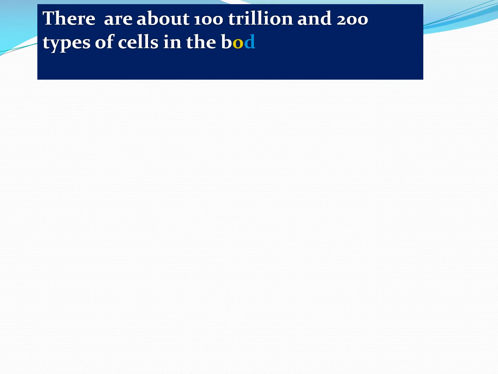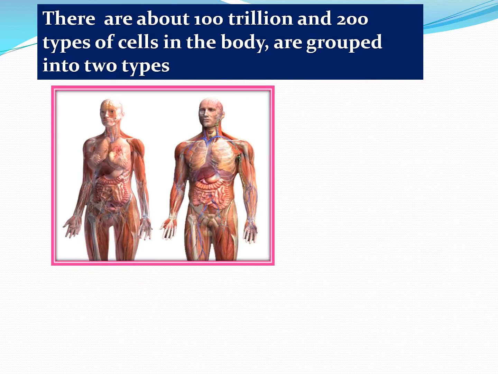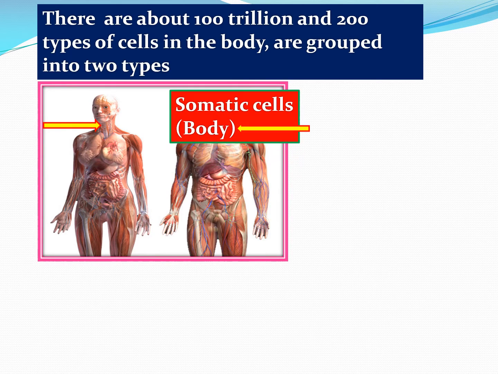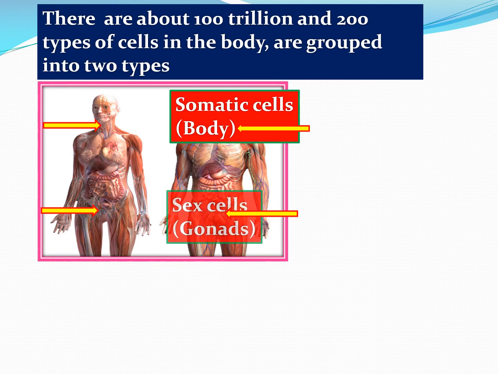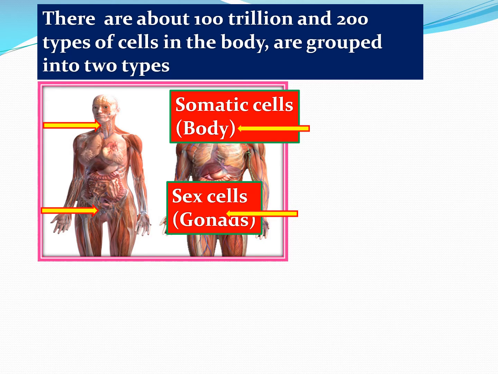There are about 100 trillion cells and 200 types of cells in the body, and these are grouped into 2 types. So one such is somatic cells, which are called the body cells. The other one is reproductive cells or the sex cells which are associated with the gonads. That is, the male gonad is the testis and the female gonad is the ovary. These are involved in the process of gametogenesis.